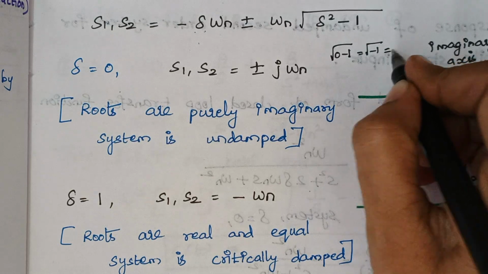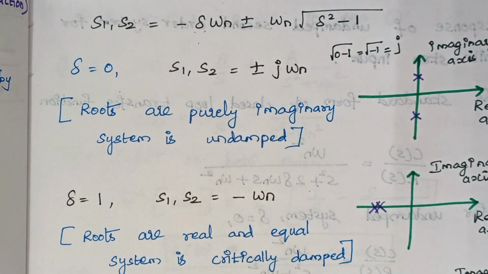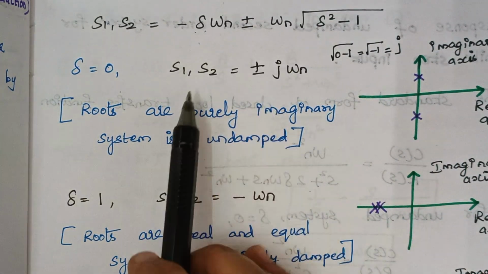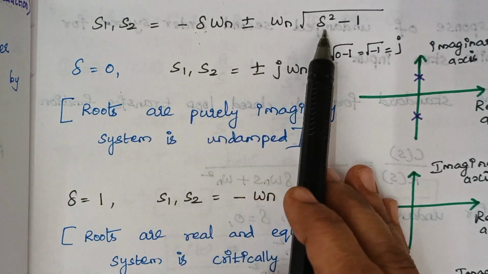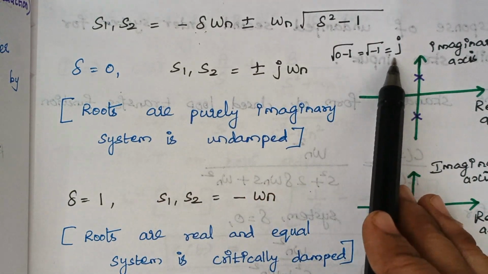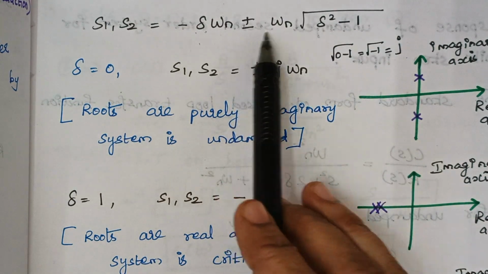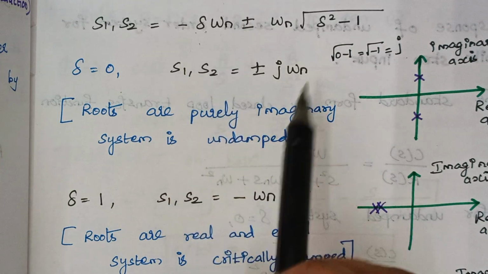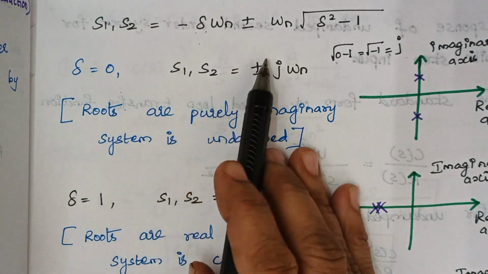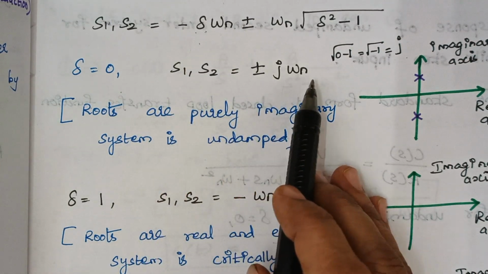So root of minus 1 is nothing but j, right? So the value of roots are plus or minus. Here, in the place of this one I am having j. So plus or minus j omega n, and this term reduces to 0. So S1, S2 is plus or minus j omega n.